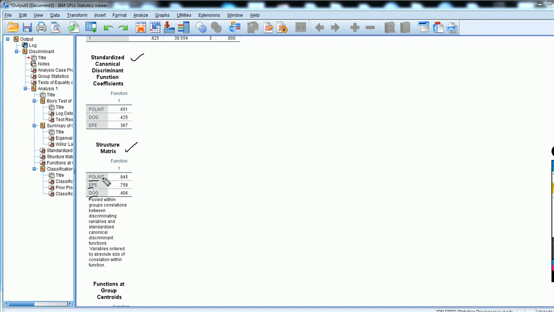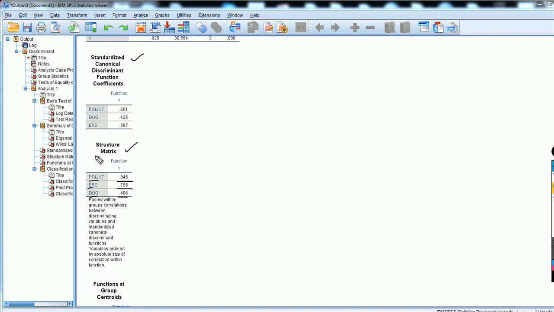You can see that political interest correlates at 0.845, external political efficacy correlates at 0.758, and dogmatism correlates at 0.406. So dogmatism is still hanging in there, exhibiting a pretty good relationship with function 1, but it's not quite as powerful in terms of the zero-order correlations.